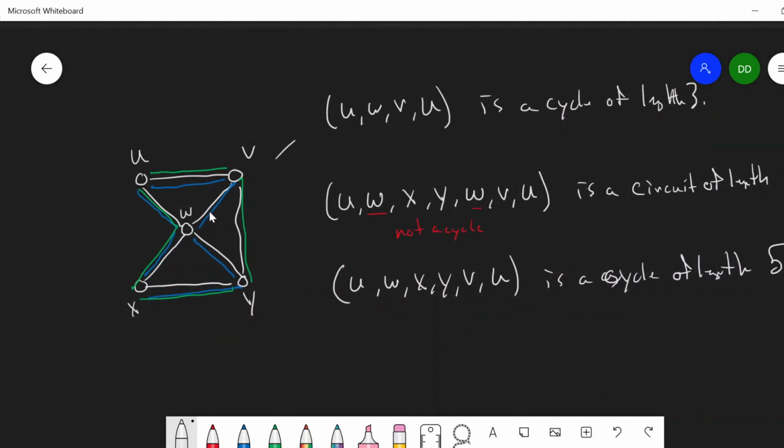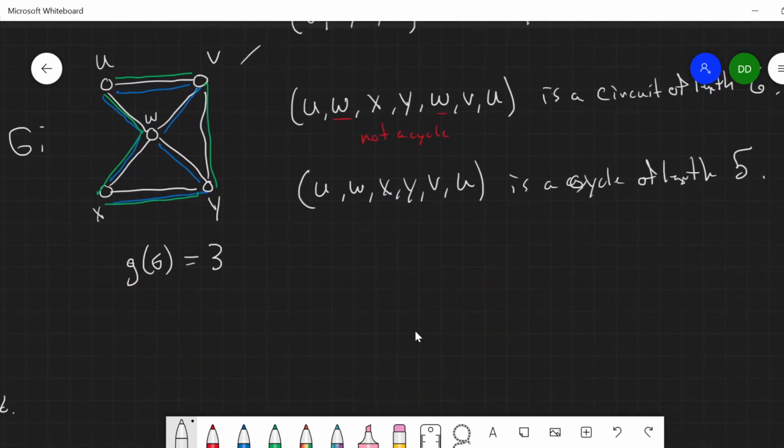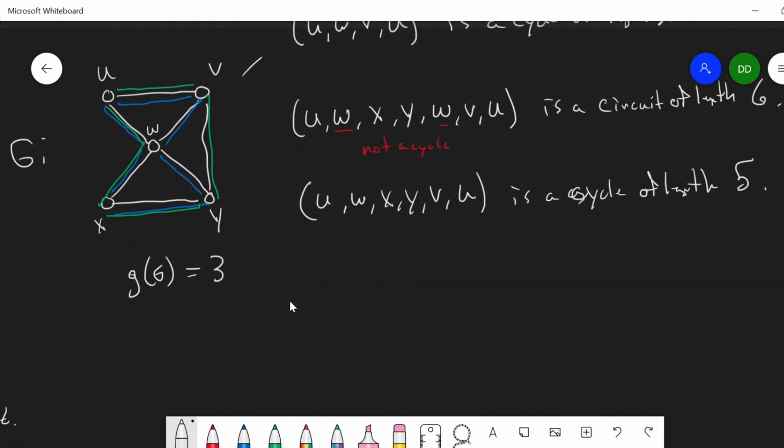So the very smallest, in general, the girth is always at least 3. You need at least 3 edges to make a cycle. 1, 2, 3. And so the girth of this graph, if this is G, then the girth of G here, the length of the smallest cycle, is 3. And for any graph, that's the smallest you could possibly have. Other graphs, the girth is bigger, as we'll see in a second.